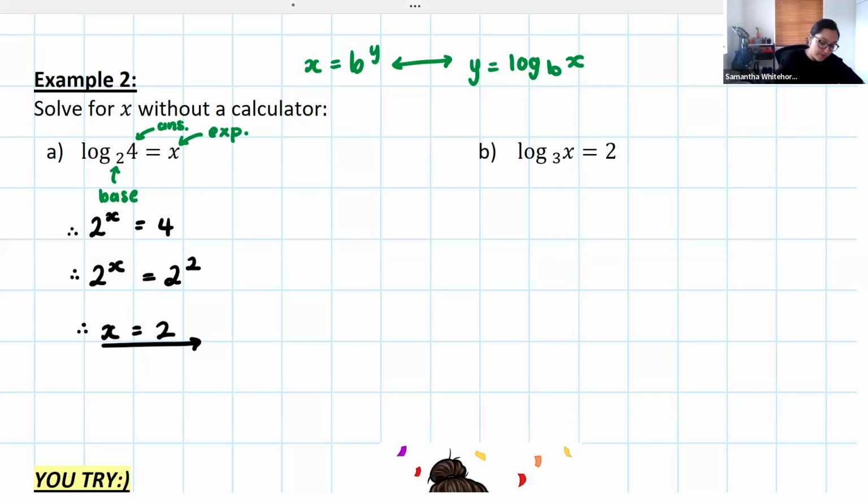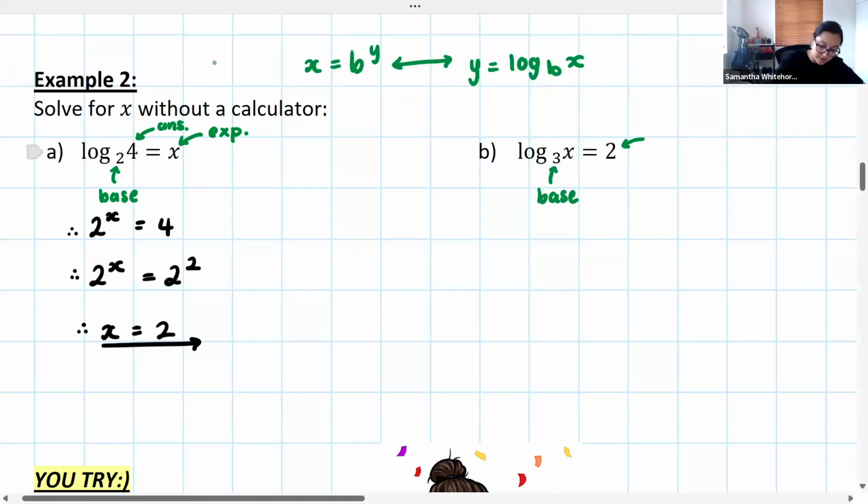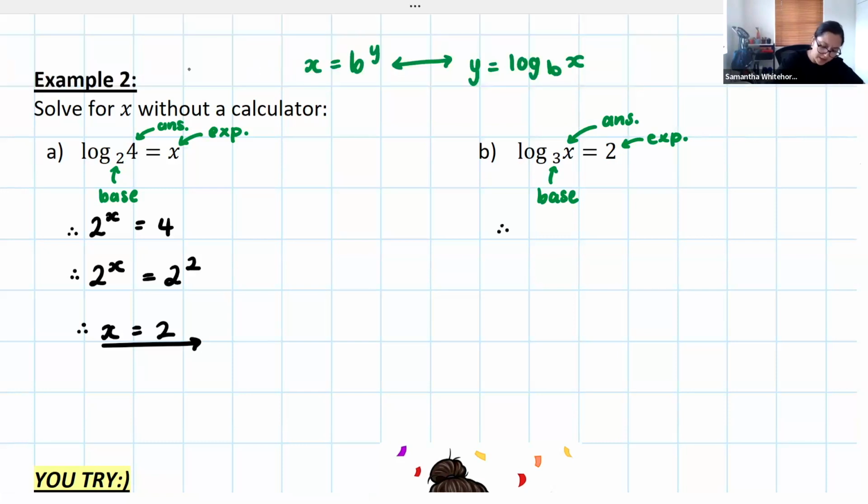So again, if we match up everything that we know in the second one, 3 is our base, 2 is our exponent. This x value would be the answer to that exponential equation. So if we convert, we've got 3 to the power 2 equals x. And so now x is equal to 9. Again, if you now go sub that back in and type log base 3 of 9 on your calculator, you should get 2.